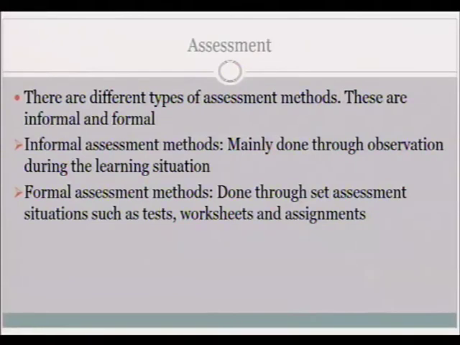that actually facilitate learning. And then in formal assessment methods, you set assessment tasks or situations such as tests, worksheets, assignments, maybe role play, and so on. So the formal ones are set. You can mark, use a criteria to mark and say this is how much you got. But informal is mainly by observation, by looking at how they do things, how they play with others, how they interact, you know, their social skills mainly.